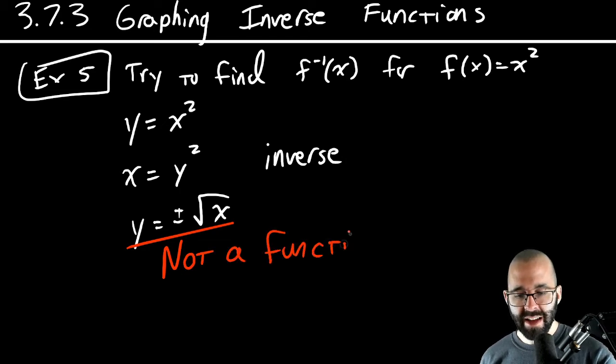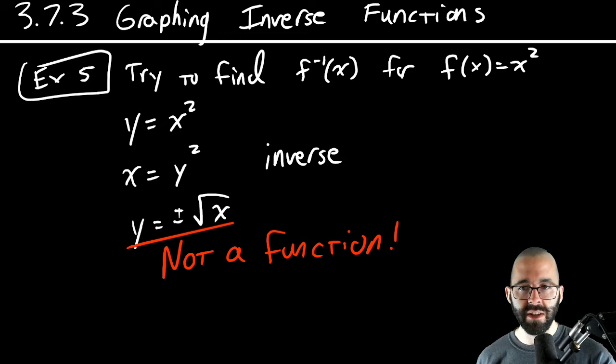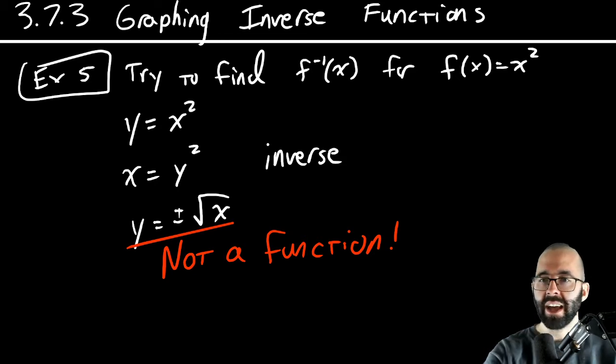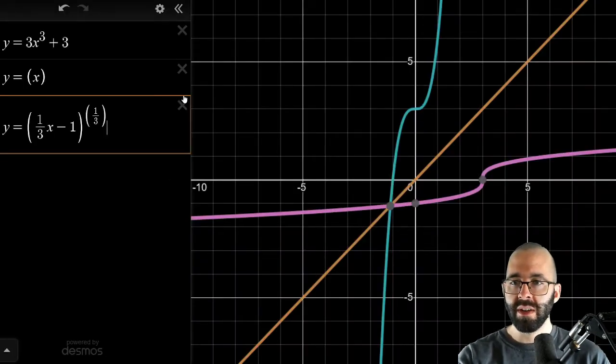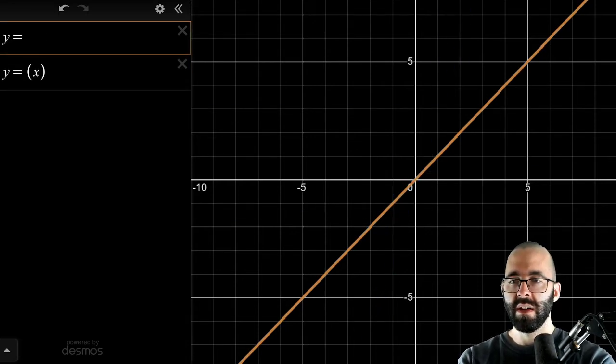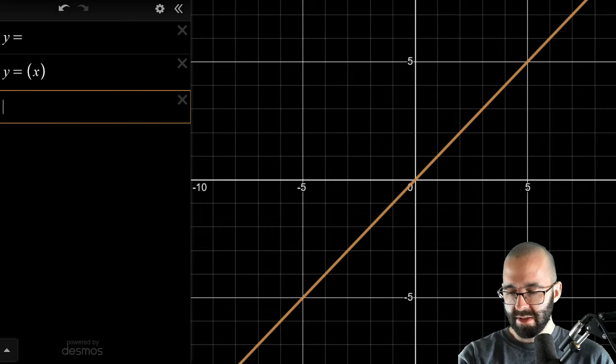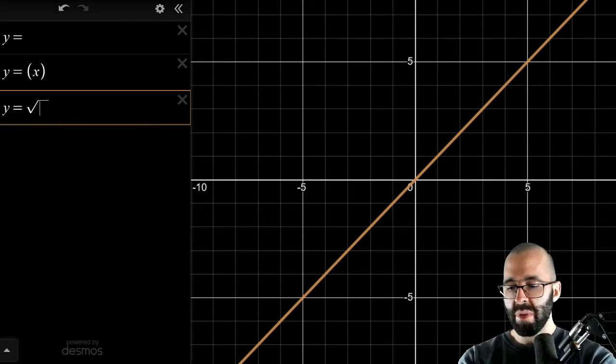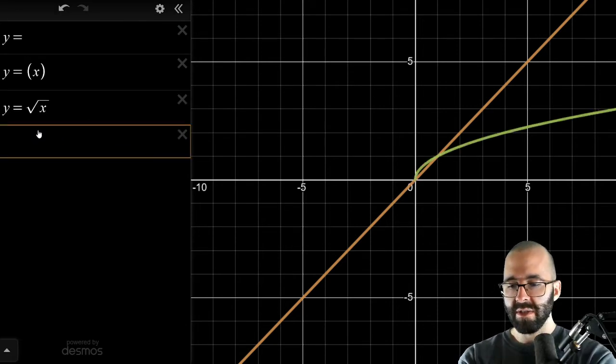I'm not even going to write it as f inverse of x because it's not a function. Look at what this looks like. X equals plus or minus square root of 1/2. So here, let's do it down here. X equals the positive square root or the negative square root.